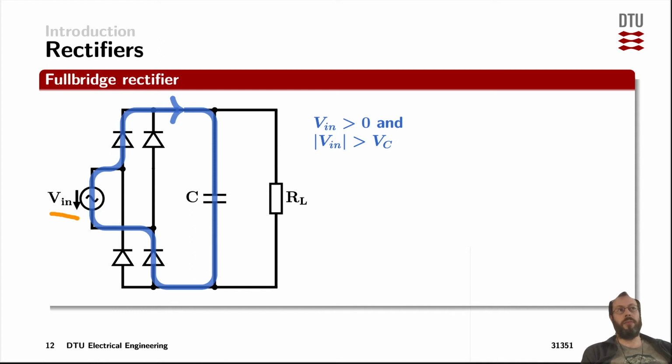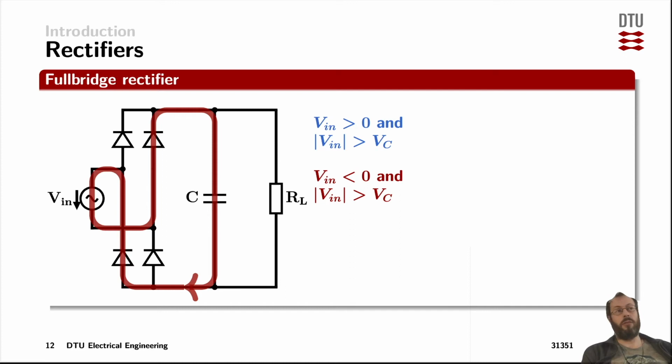When the AC mains are positive and when the absolute value of the input voltage here is higher than the capacitor voltage, the voltage across the capacitor over here, then we are charging the capacitor through those two diodes, the upper left one and the lower right one here.